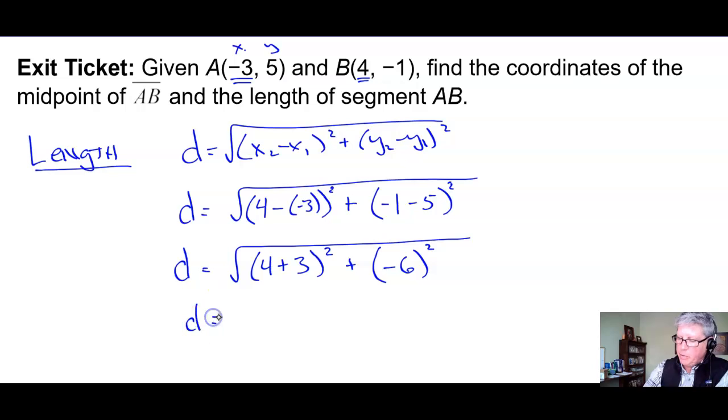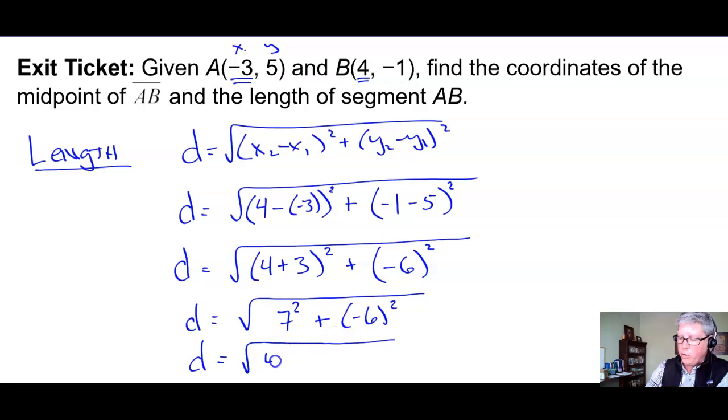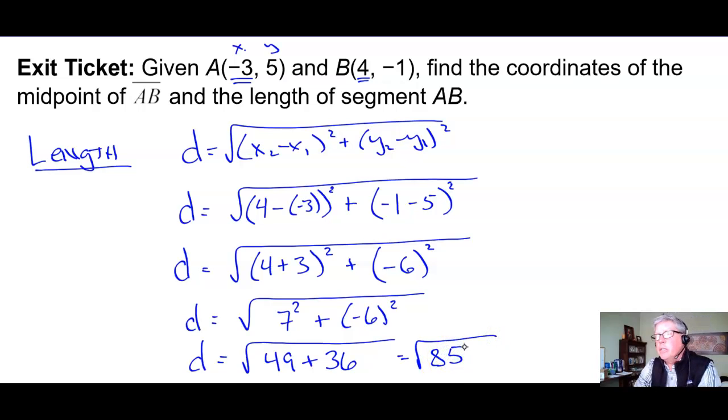And then keep going. This is 7 squared plus negative 6 squared. Notice I'm using that parenthesis right there just to keep myself honest. 49. Negative 6 times negative 6 is positive 36. And we get the square root of 85. Hey, leave your answer in exact form like that. Square root of 85 is better than 9.3712, whatever. So you can leave your answer like that. All right, so that's it.